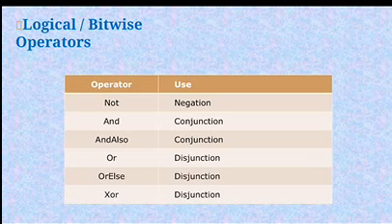It is called the logical AND operator: if both the operands are non-zero, then the condition becomes true. And when it comes to OR, it is called the logical OR operator: if any of the two operands is non-zero, then the condition becomes true. And the logical NOT operator is used to reverse the logical state of its operand. If a condition is true, then the logical NOT operator will make it false.